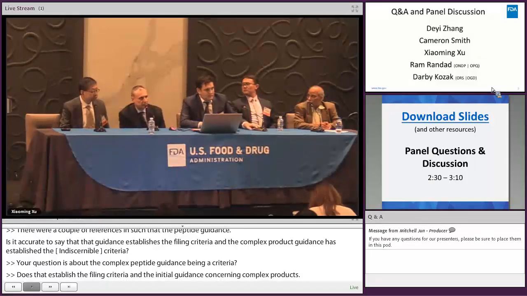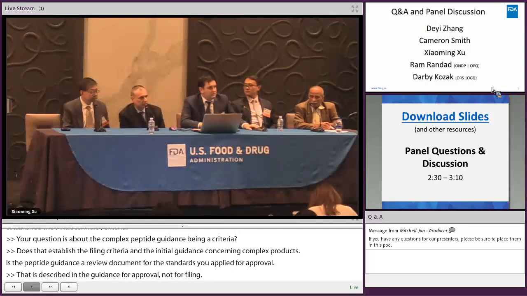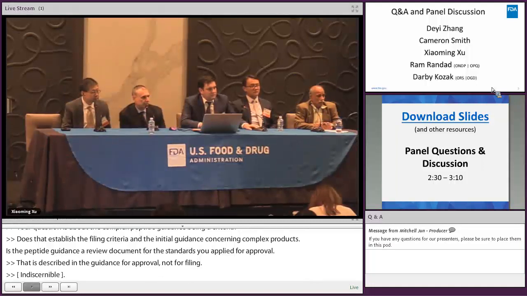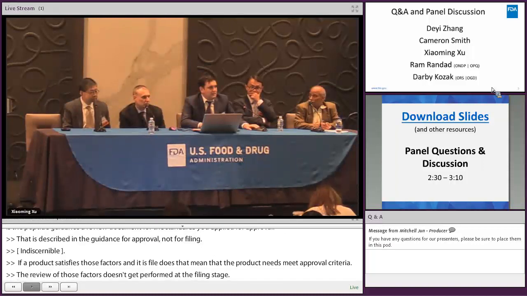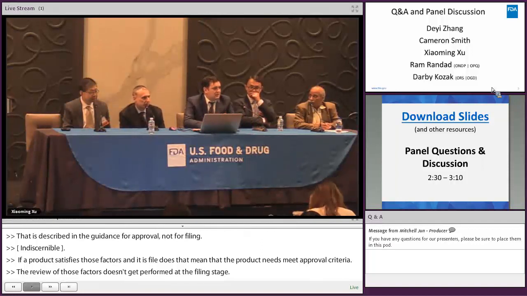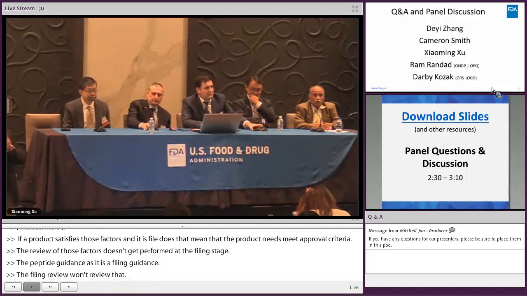Those factors described in the guidance are for approval, not for filing. So you need to satisfy those factors to have your product approved by the 505(j) pathway. But if a product satisfies those factors and is filed, does that mean the product meets approval criteria? The review of those factors doesn't get performed at the filing stage. Okay. It's just the peptide guidance says that it's a filing guidance. Well, the filing reviewers won't review that material. That'll be reviewed later by CMC reviewers. Okay. Thanks.